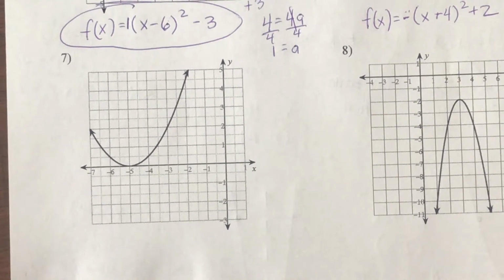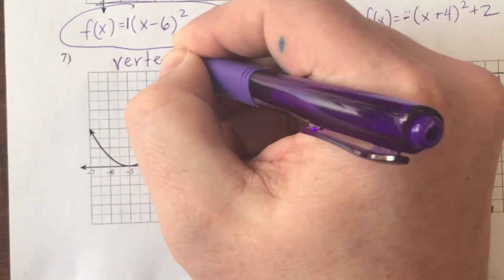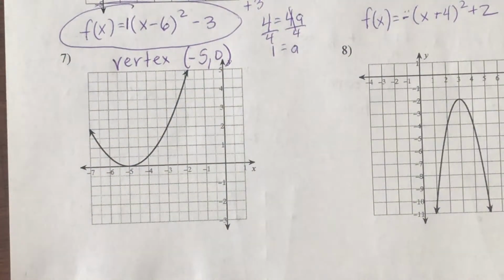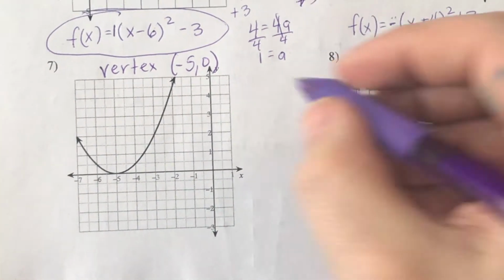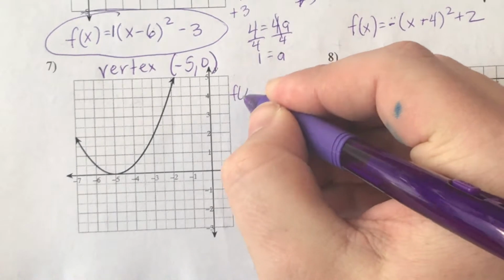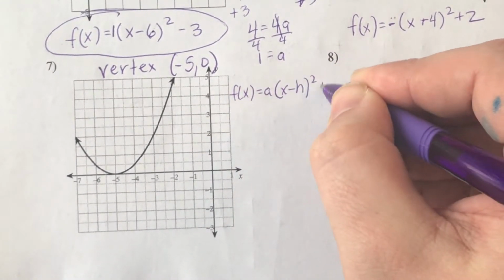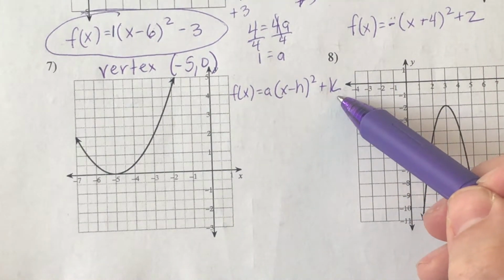So with number 7, same thing. Let's start. What is my vertex? Well, my vertex is -5, 0. So what I'm going to simply do here is write my formula. f of x is equal to a times x minus h squared plus k. We need to know that formula. What is that? Vertex form.